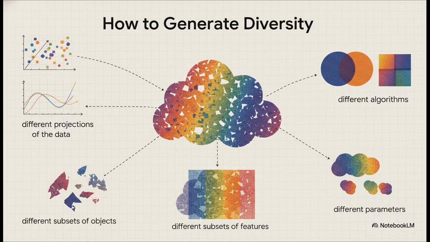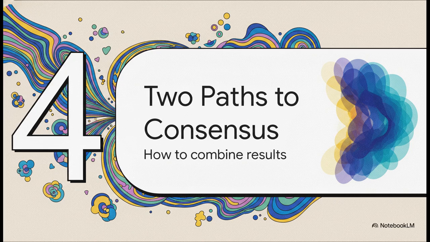The big idea here, the really key takeaway, is that the more varied and diverse your starting clusterings are, the more raw material your consensus function has to build a truly solid final result. Okay, so we've generated our big, diverse collection of clusterings. Now comes the really critical part. This is where the different ensemble methods start to show their true colors. How in the world do you actually combine all of them to find a single consensus?